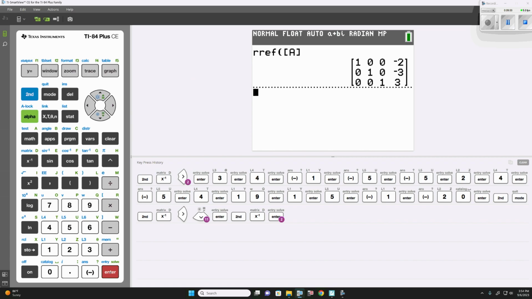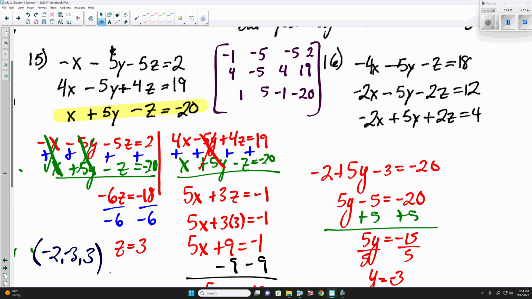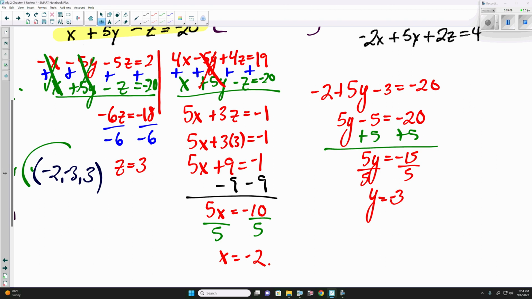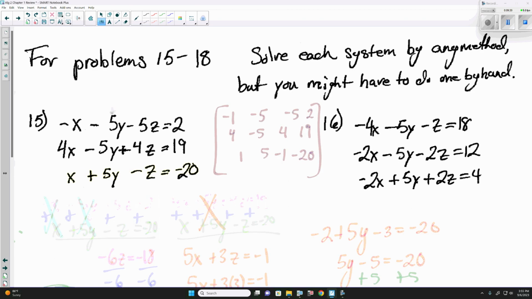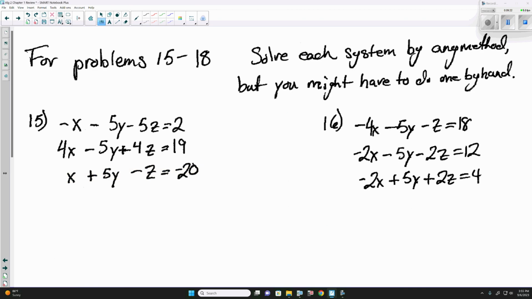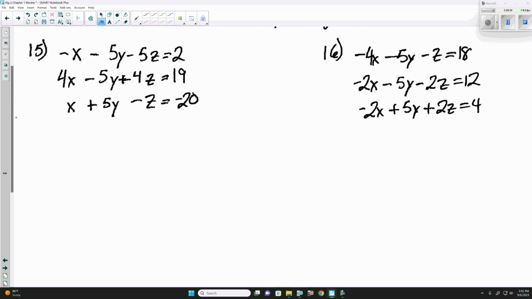The top number in the last row is x, the middle is y, and the last one z. So we have negative 2, negative 3, 3. And if we look back to what we did by hand, that's what we got here. Okay, now what we're going to do next is look at the next problem, 16. Now we can do this by hand again, or we can do this in the calculator. Either one works. I'm going to go on and do this one in the calculator.